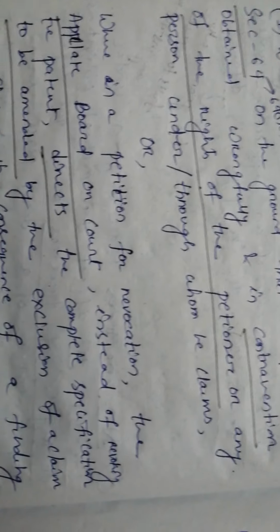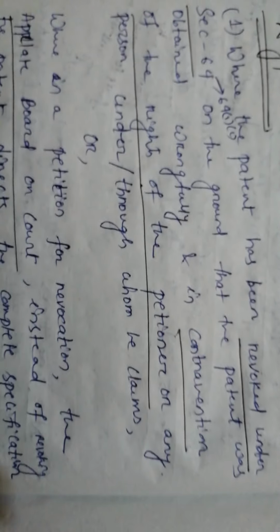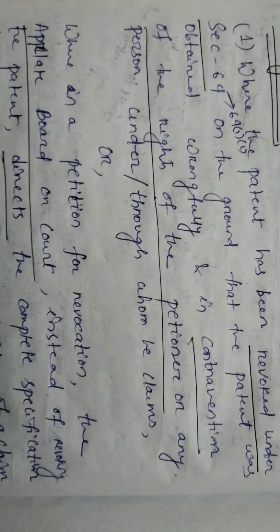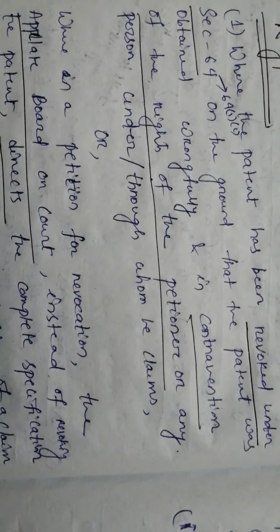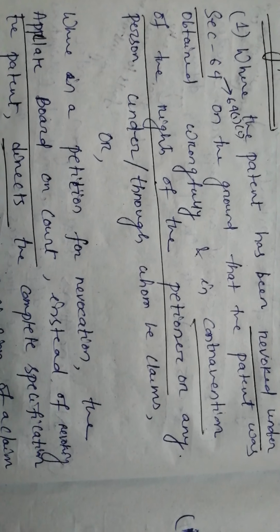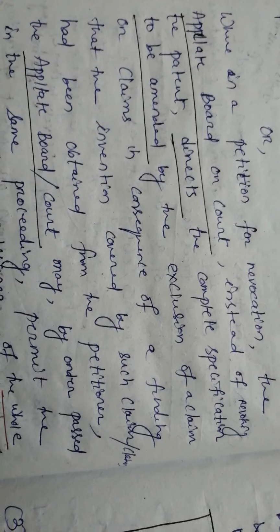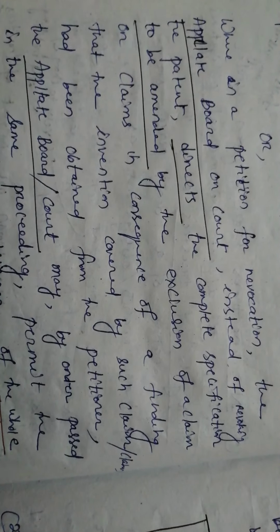Fine. Now I will go to the second condition. Actually, this whole subsection 1 consists of two parts. We can say the first portion that I have explained tells us regarding the revocation of the patent, and the second portion tells us about the exclusion of the complete specification of the granted patent by amendment. It may be of some claims or all the claims. Fine. So we will proceed.